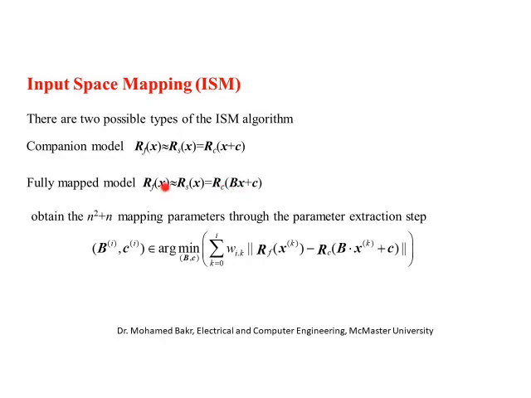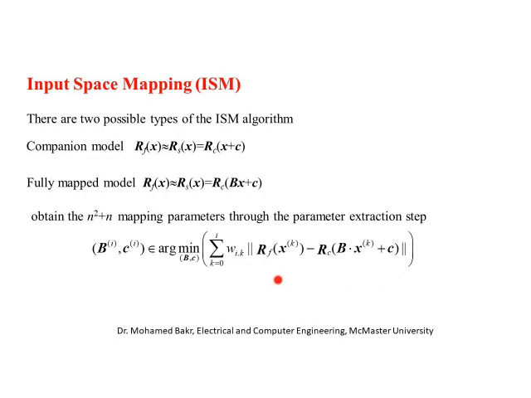Okay, so the point x, its response in the fine model is Rf of x. To get the same response from the surrogate model, we have to take x and change it by multiplying it by a matrix B and a vector c. This one has n squared components, this one has n components. Okay, so these are called the mapping parameters, and this is how you extract them.